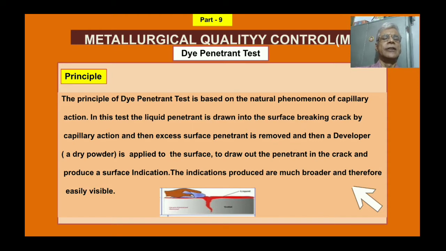Okay, and wherever there is a crack or leakage or something coming on the surface, it gets into that. When you apply a dry powder as a portable developer, this dry powder absorbs whatever is inside the cracks, and then you get a red indication like this, as shown in the picture. Since the indications are much broader, it is easily visible. You can see it with your naked eyes also. So this is the principle behind this DPT.